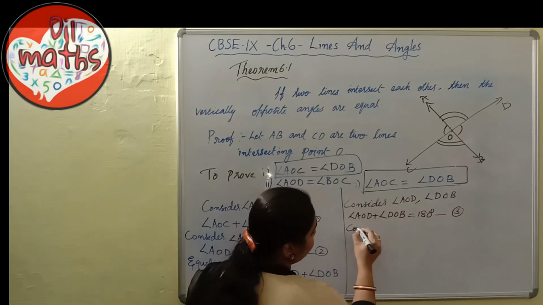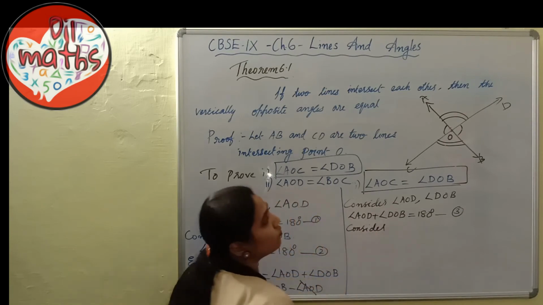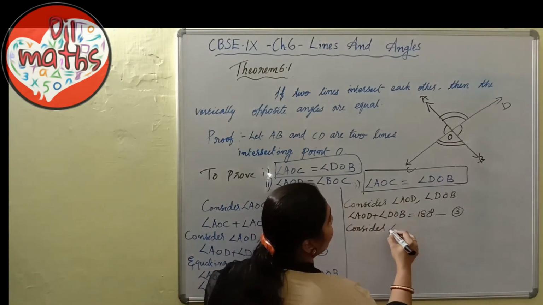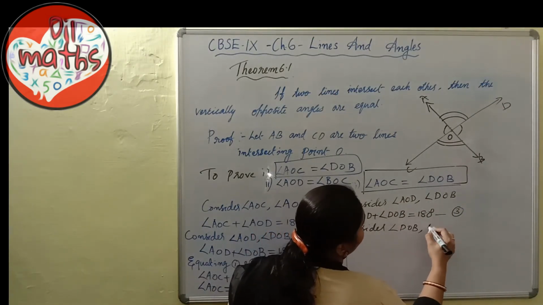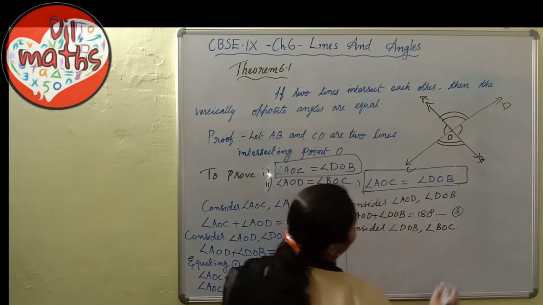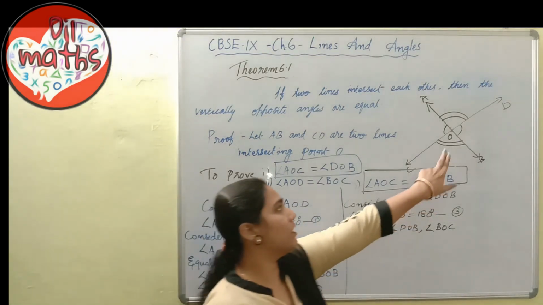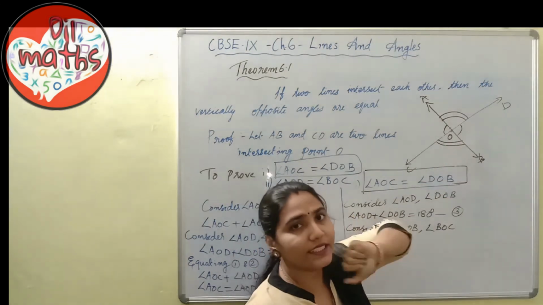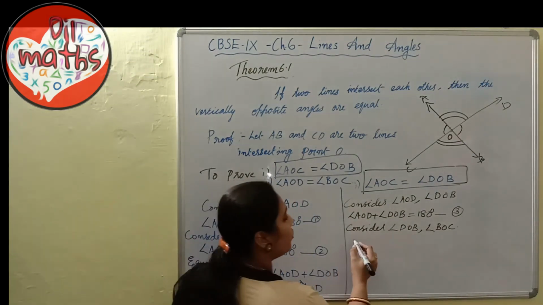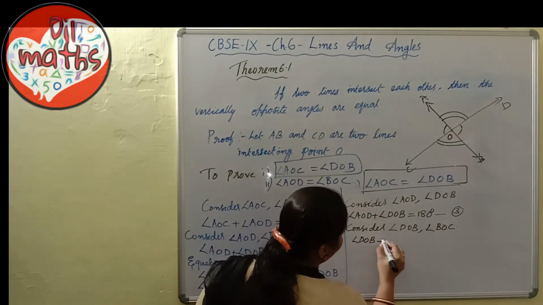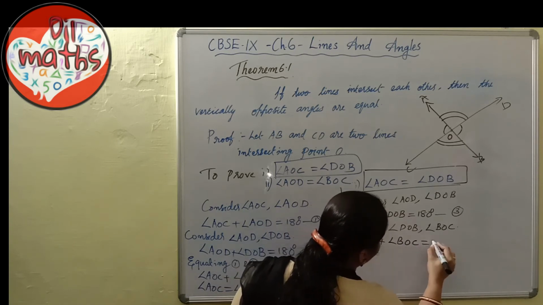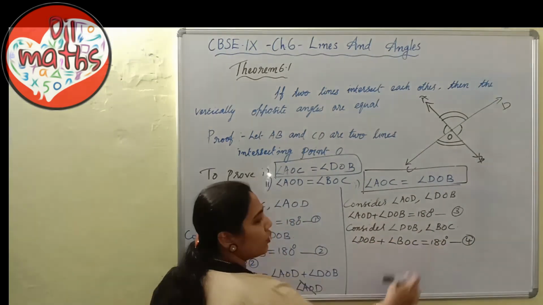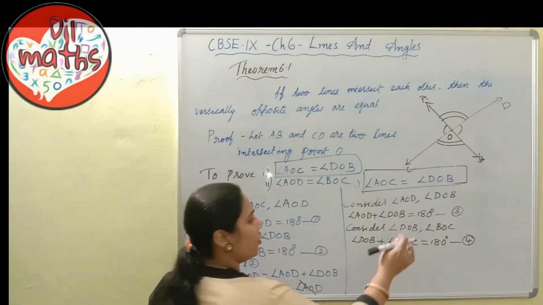Now we will consider the next one, DOB and BOC. We will consider these two pairs, angle DOB, angle BOC. In the same manner, OB is a ray that is standing on the line CD. Therefore, these two adjacent angles sum is equal to 180 degrees. Therefore, angle DOB plus angle BOC is equal to 180 degrees. So this is the fourth equation. From 3 and 4, we can equate them because RHS is equal to 180 degrees.